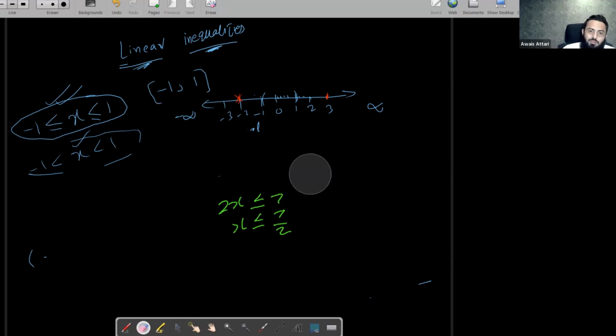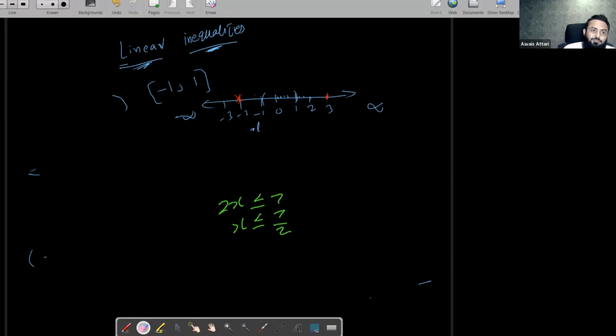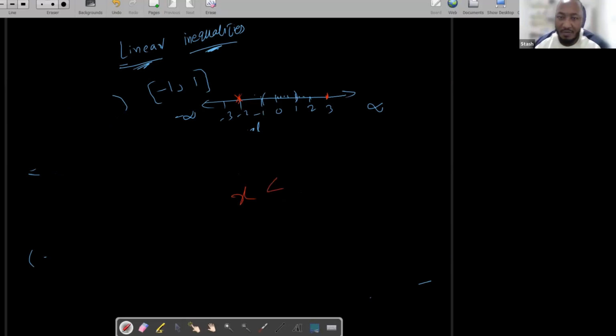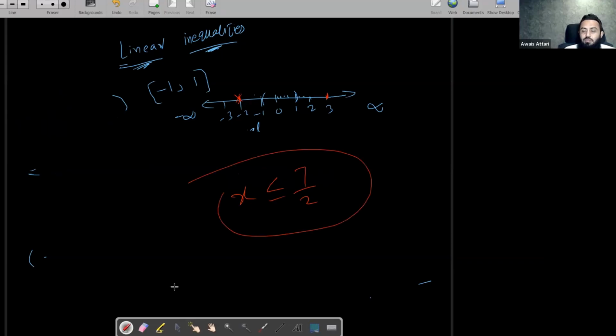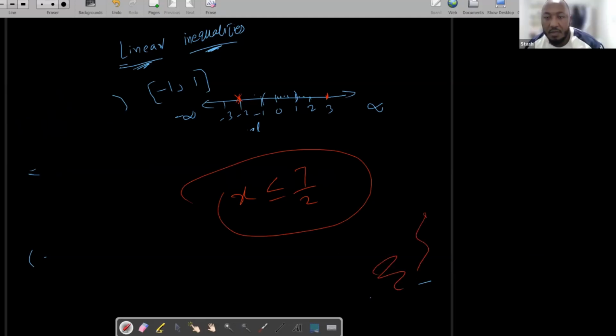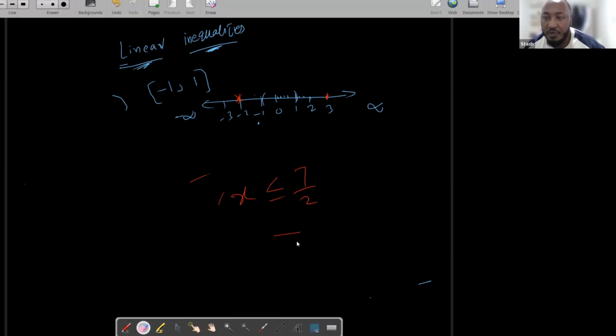Okay, now let's say we have something like this. So what does it mean by 7/2? x is less than or equal to 7/2. How would you represent this solution on a number line? Like, what does it mean by this solution? It means that x is less than or equal to 7/2, so it's going to be all the real numbers that are equal to or less than 7/2.